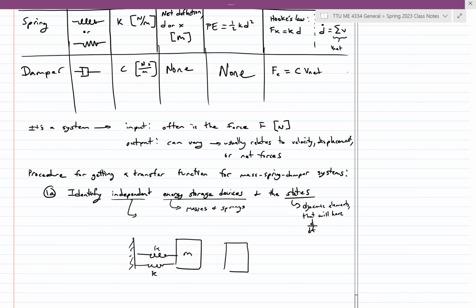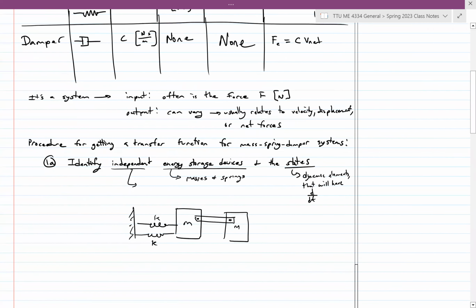Same thing if I had another mass and I bolted these two masses together. They have the same kinetic energy if they're locked together. Therefore, they would not be independent anymore. So you'd have one effective mass for the system. Okay? All right.